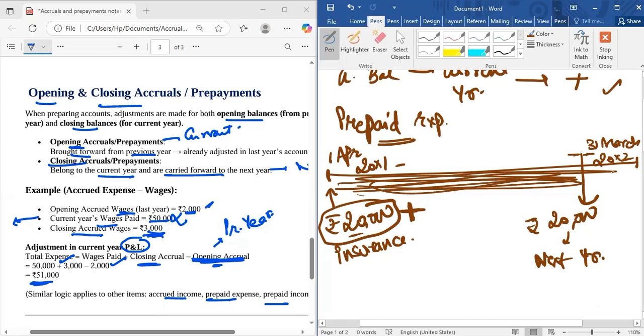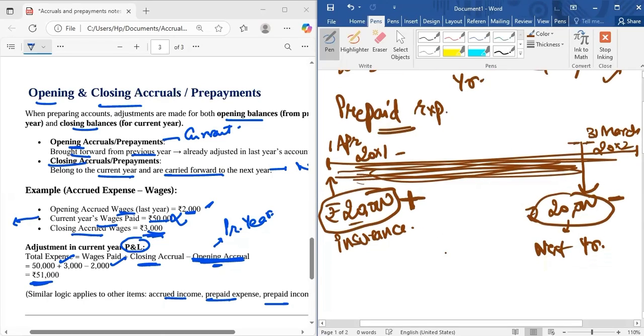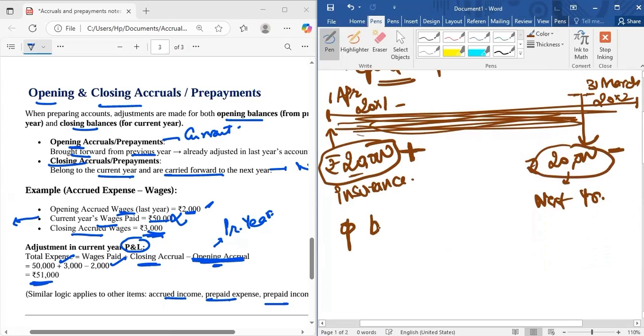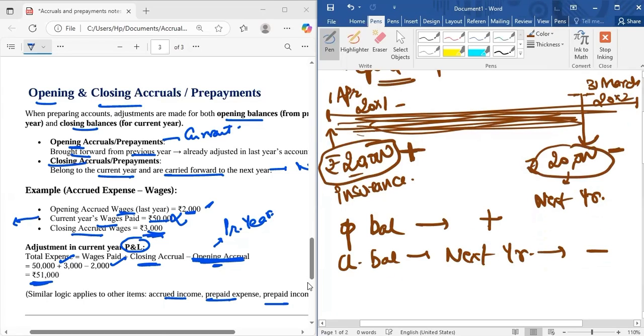But the payment which I made on 31 March 20x2, which is my closing balance, I will deduct because I have made this expenditure for future years. Although I have paid in the current year, it relates to future periods. So I will deal with it in the future period only. In the current year, I will remove its effect, so I will deduct this. So the reverse working is: in case of prepaids, the opening balance is added and the closing balance, since it relates to next year, is deducted. The same will happen in case of prepaid incomes. Opening balance you will add and closing balance you will deduct.